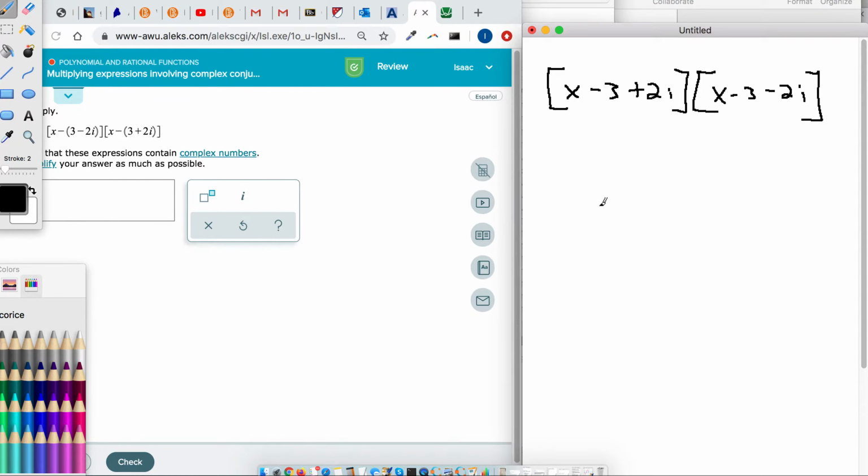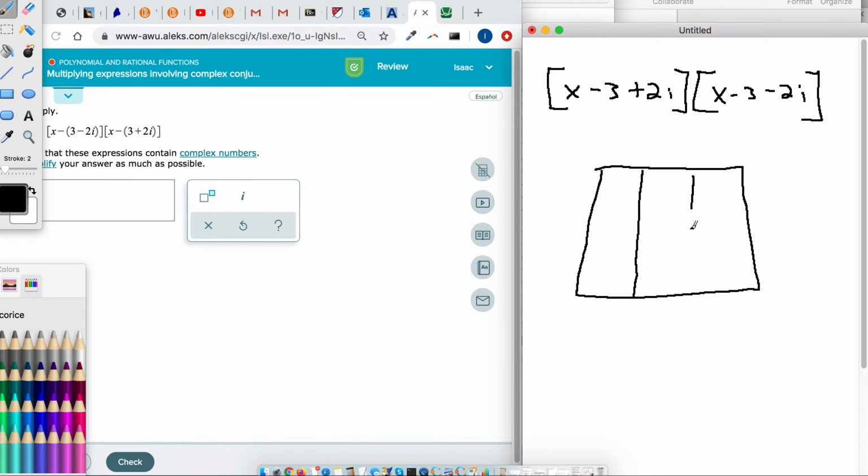Okay, so since they're multiplying, what needs to happen is that this x needs to multiply to everything in this expression. This negative 3 needs to multiply everything over there. This 2i needs to multiply to everything over there. Since that's kind of hard to keep track of if you just draw a bunch of arrows trying to make sure they link up, I like to make a box, okay? And the box is going to have the first parentheses up top, and then the second parentheses is going to be written on the side like this.